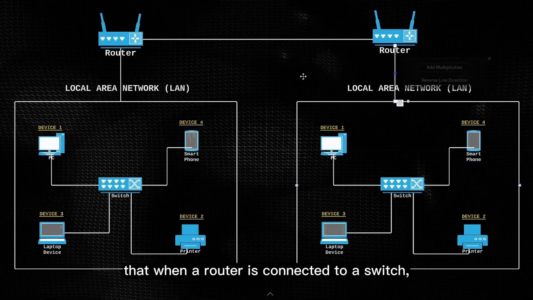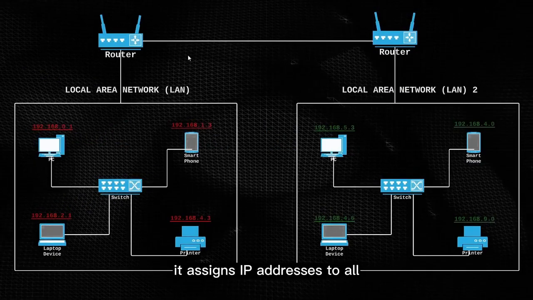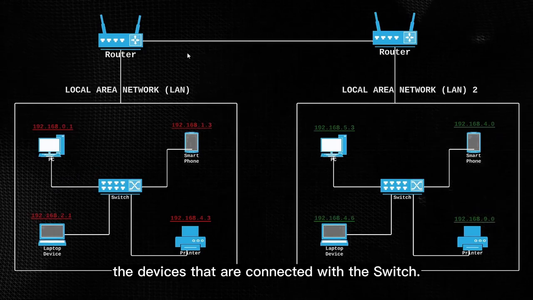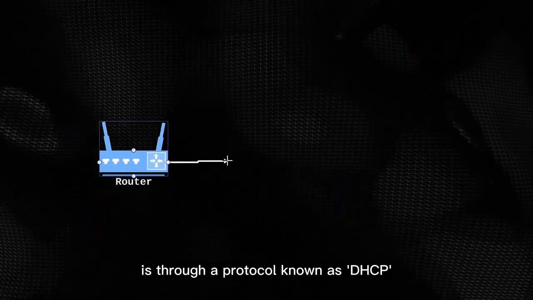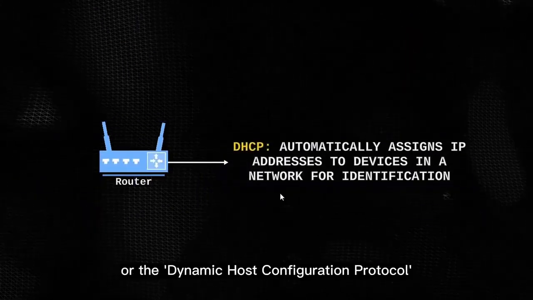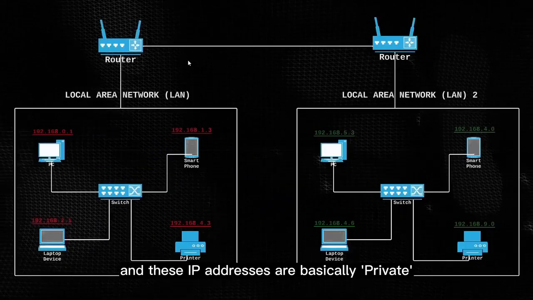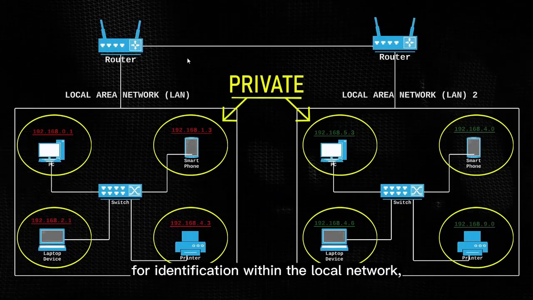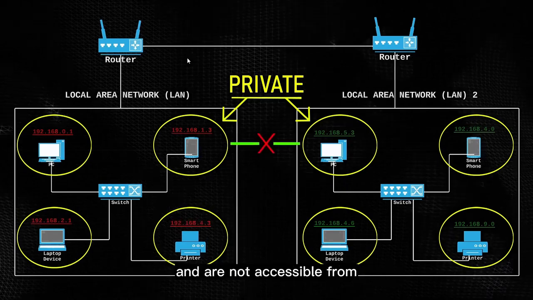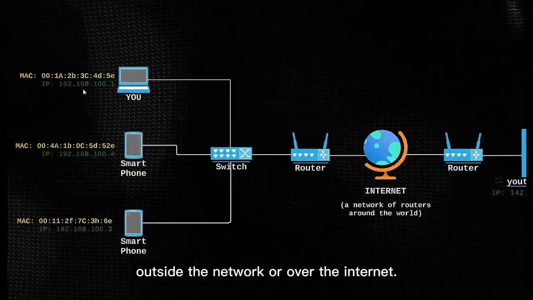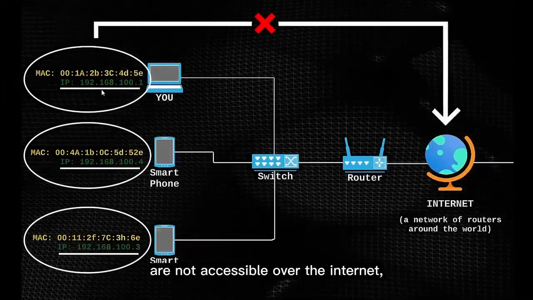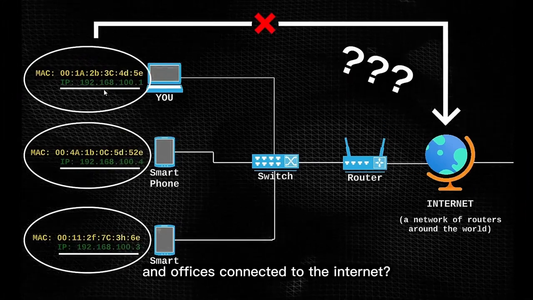So as I mentioned earlier, when a router is connected to a switch, it assigns IP addresses to all the devices that are connected with the switch. Now how it does this is through a protocol known as DHCP, or the Dynamic Host Configuration Protocol, and these IP addresses are basically private as they are only used for identification within the local network, and are not accessible from outside the network or over the internet. But if these IPs are not accessible over the internet, then how are all the devices in homes and offices connected to the internet?